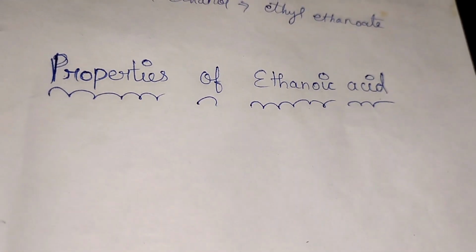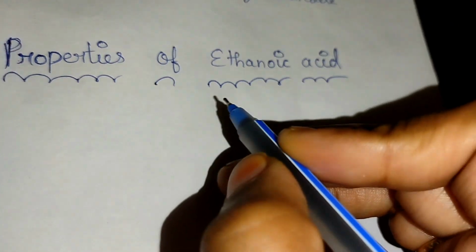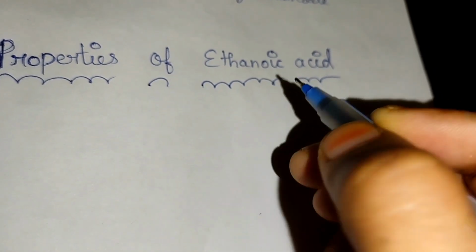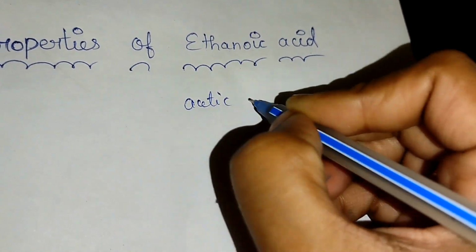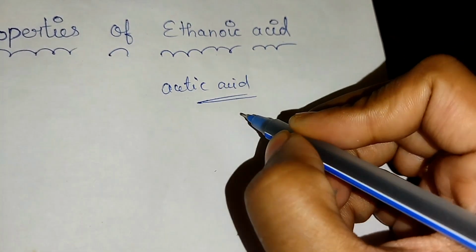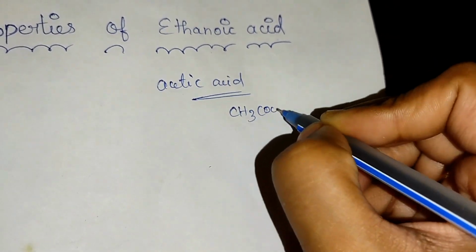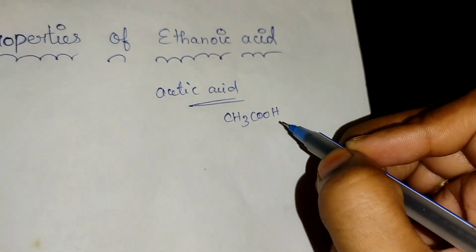Hi guys, today's topic is ethanoic acid. First, this ethanoic acid is commonly called acetic acid. What is the formula for this one? CH3COOH. Okay, ethanoic acid. Why is this called ethanoic acid?